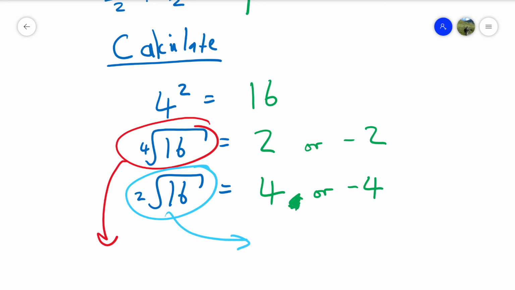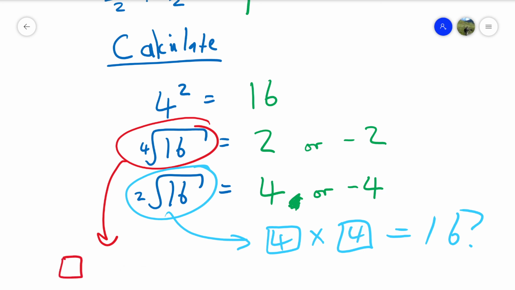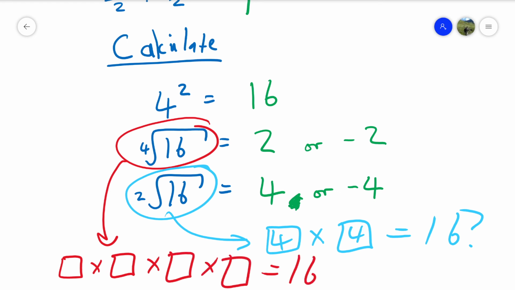In case you're confused about this one, let's first look at this one. That means square root, so it means what times what equals 16. Oh, 4. So then the one in red, that's the fourth root. So what times what times what times what equals 16. Then we're just going to deduce, let me think about this. Oh, it's 2.